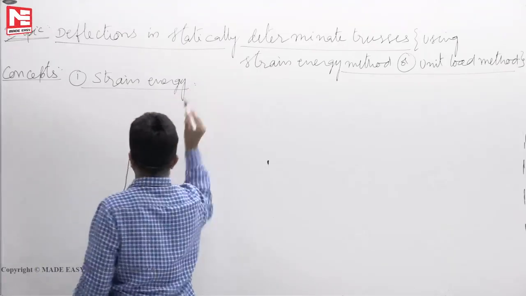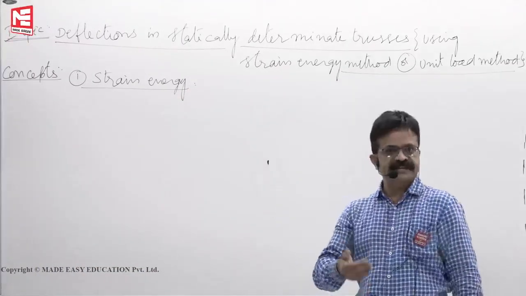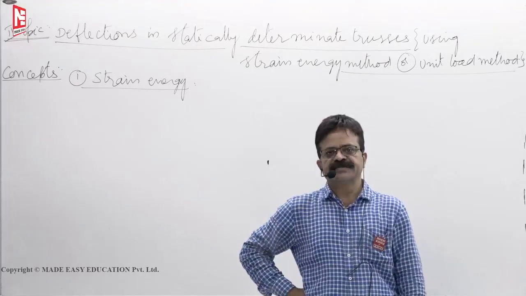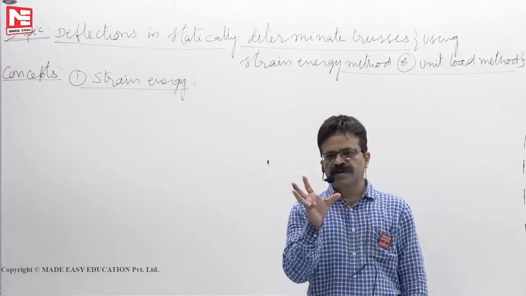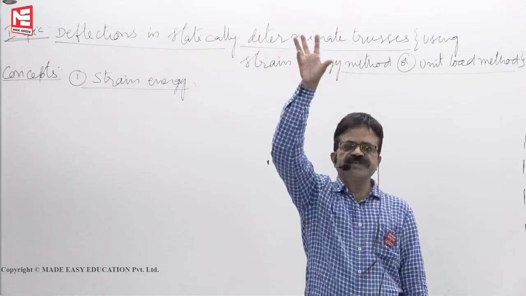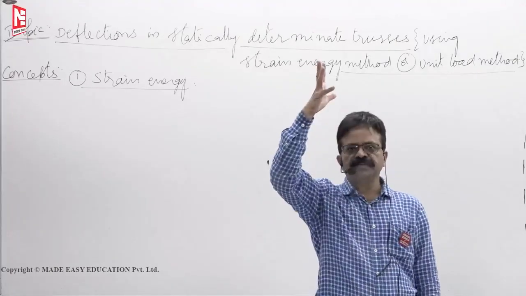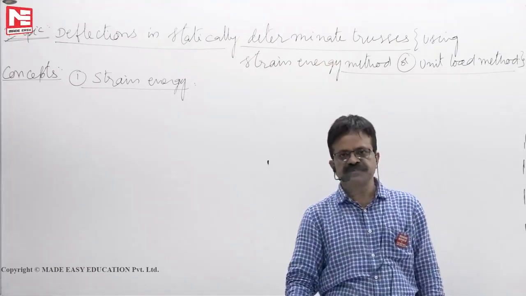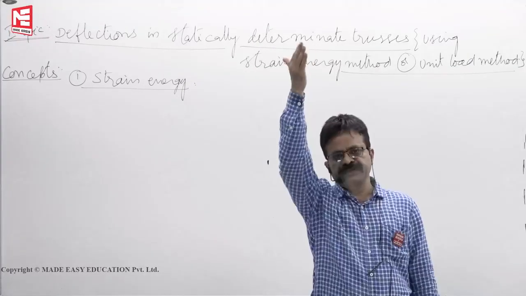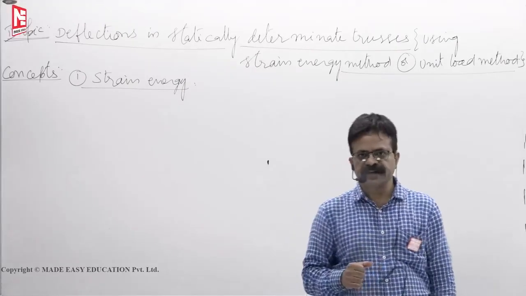Strain energy. Similar to potential energy and kinetic energy, we have another form of energy called strain energy. If you have a block of weight W at a greater height, we say that it has some potential energy by virtue of its height. When you drop it from there, it converts into kinetic energy. If it has some velocity, we call it kinetic energy.